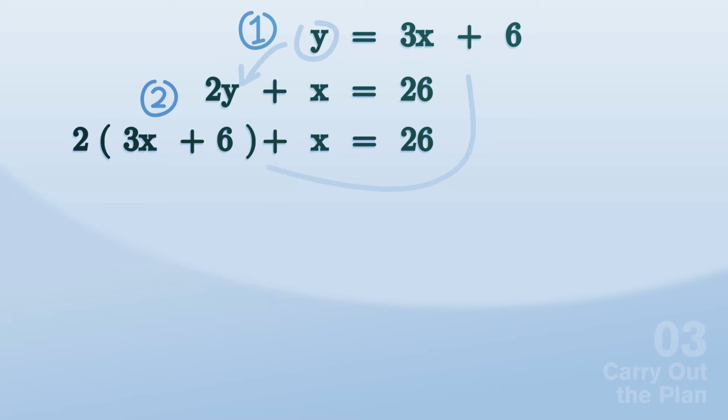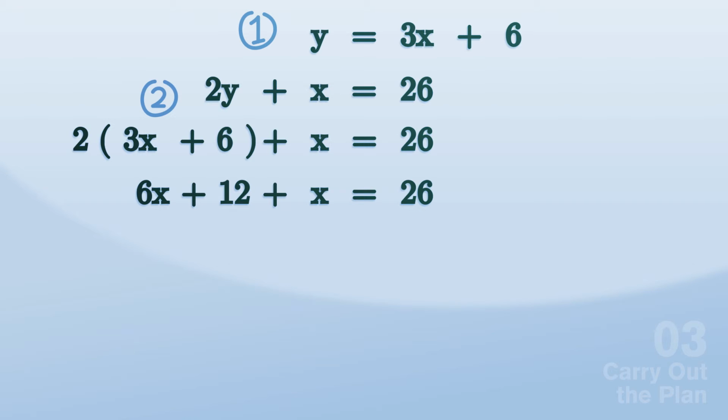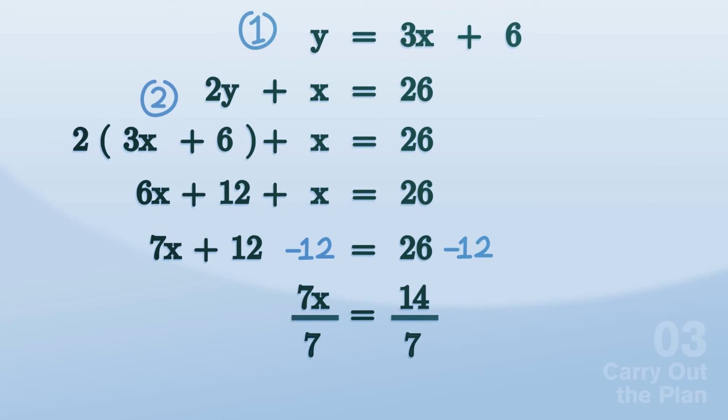2(3x + 6) + x = 26. See? We only have x's now. Next, let's expand out that bracket and simplify. 6x + 12 + x = 26. Now putting the x's together: 7x + 12 = 26. Then we take away 12 from both sides. Now we divide both sides by 7. Okay, so x = 2.